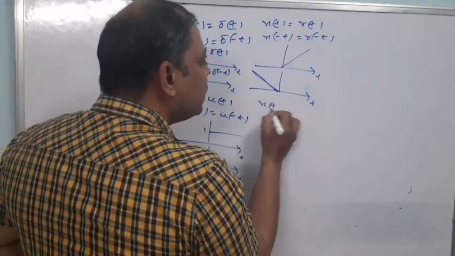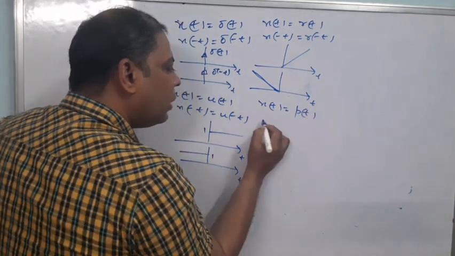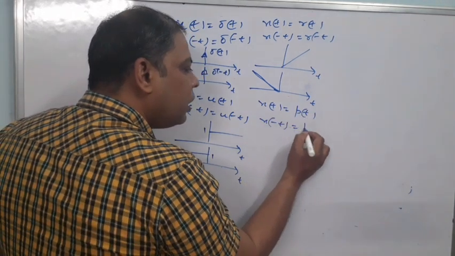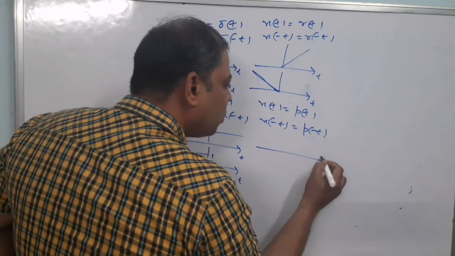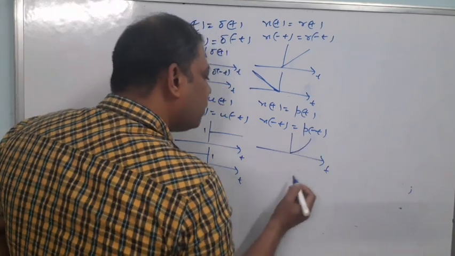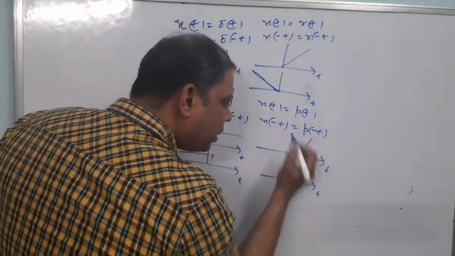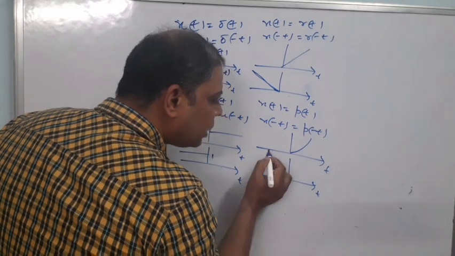Now x(t) is equal to, suppose, p(t). Now x(-t) is equal to p(-t). That means this is your time axis, and this is your parabolic function p(t). Now imagine a mirror here. The reflection you will find is just like this.